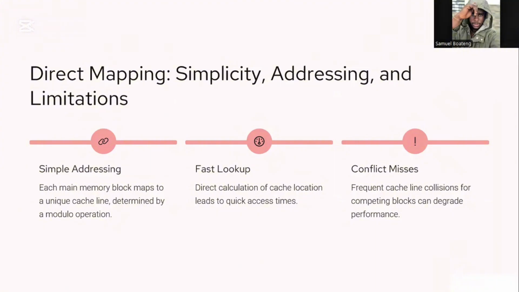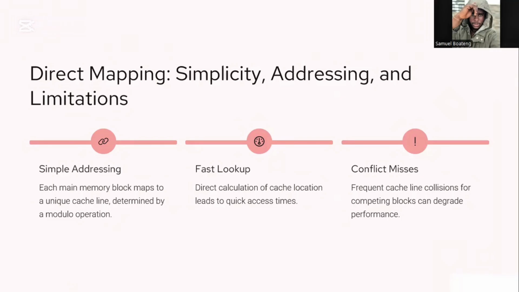Now, direct mapping. Direct mapping, we'll talk about the simplicity, the addressing, and the limitations. So simple addressing. Each main memory block maps to a unique cache line determined by a modulo operation. So what it's basically saying is direct mapping is simple and fast because each block maps to one specific cache line. That's what it's basically saying here.